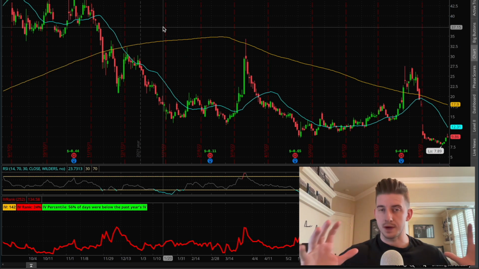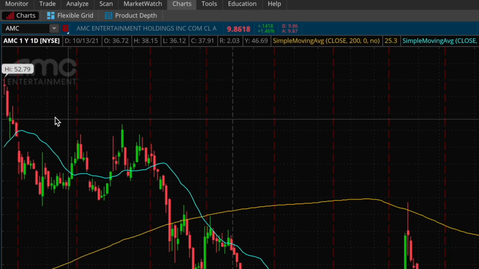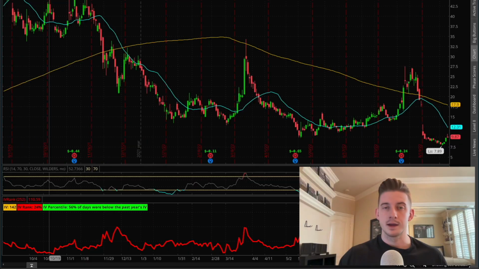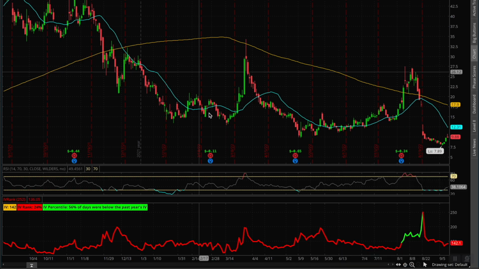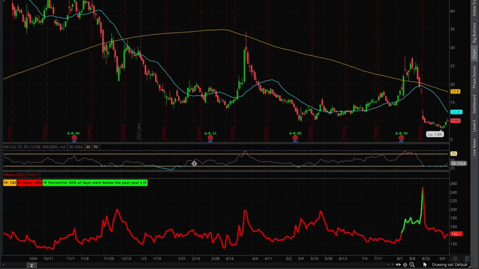Alright guys, so now we'll dive in here, and for this video, the stock I'll be using to illustrate my examples is going to be AMC. No particular reason. This issue with IV rank does not just pertain to meme stocks. It could apply to any kind of stock, but AMC right now at least is a perfect example of this issue with IV rank.